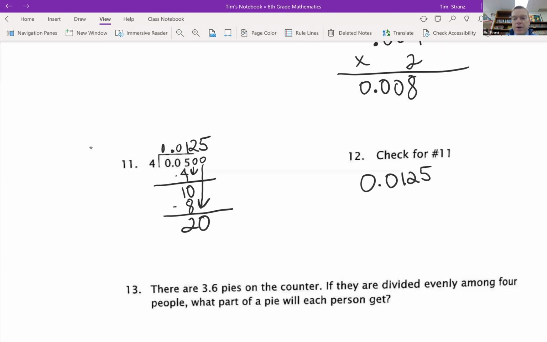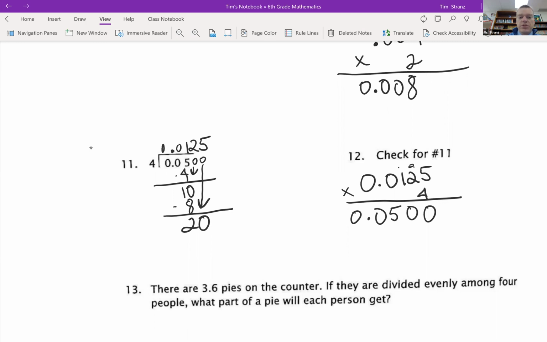0.0125. I'm going to multiply that by 4. All right, that's going to be 20. That's 10. That's 50.0, which is exactly what we had.